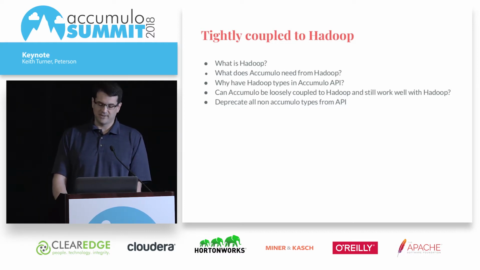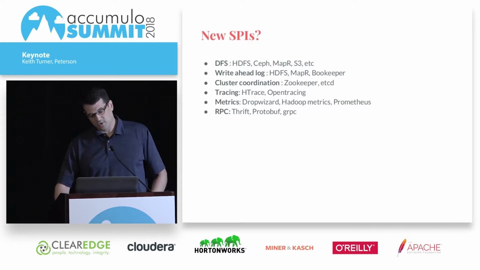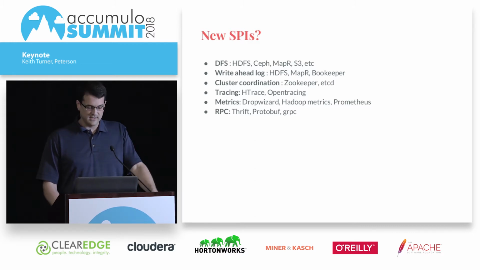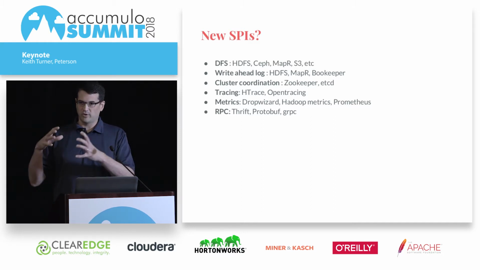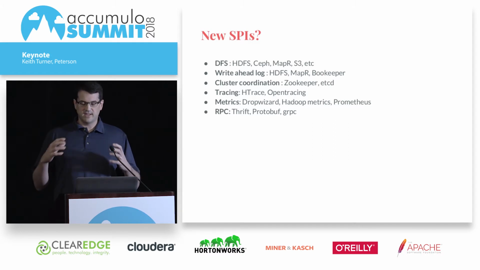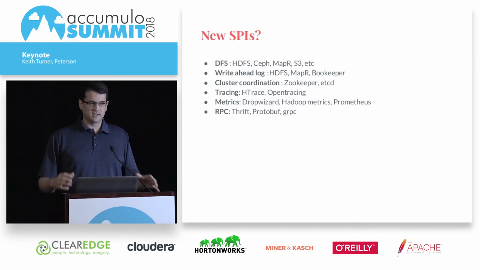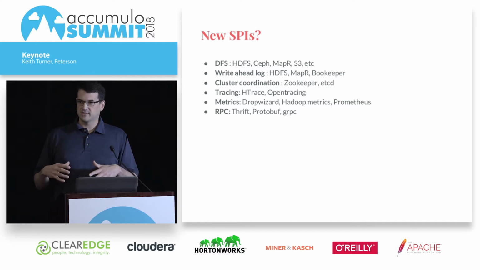HDFS. We need HDFS. And so we could possibly decouple the Accumulo code base, move all our Hadoop code to one spot, one module, and have a DFS SPI for Accumulo. So we could take that further and say, let's modularize the code and have a DFS SPI, write-ahead log SPI, cluster coordination SPI.